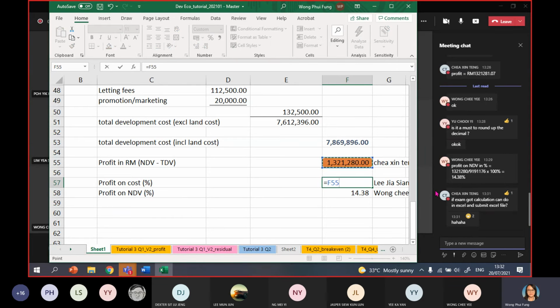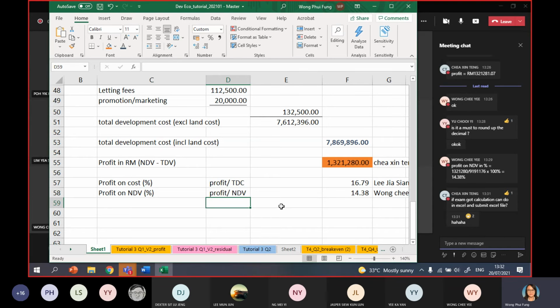Okay. Profit on cost, you use the profit divided by TDC times 100%. So it's around 16%. How to get? You use this one, profit divided by TDC. This one, profit divided by NDV. Okay, so that is the answer.